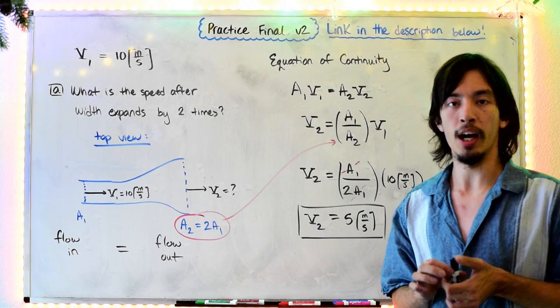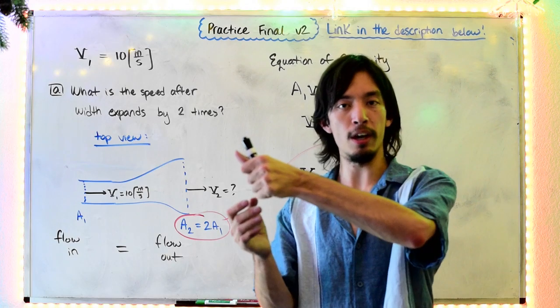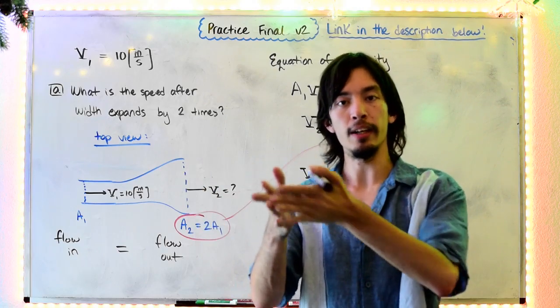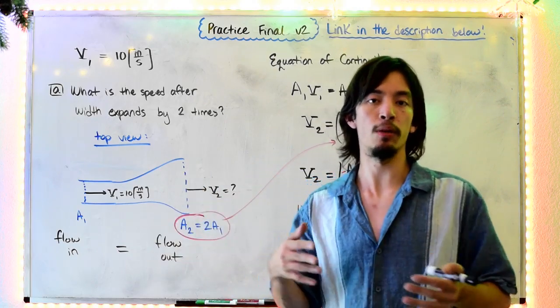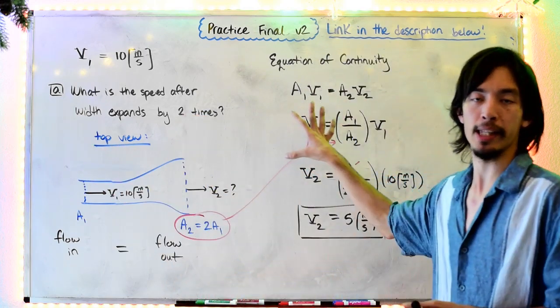Likewise, if you were to take a hose, if you were to squeeze the hose, so you're constricting it, if you were to decrease the area, then the water has to speed up to compensate. So this is exactly that, but in reverse.